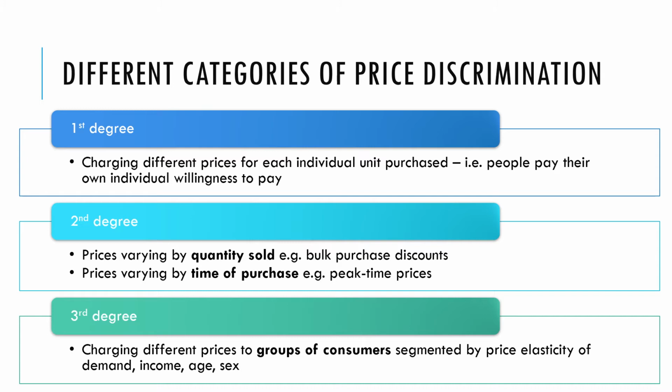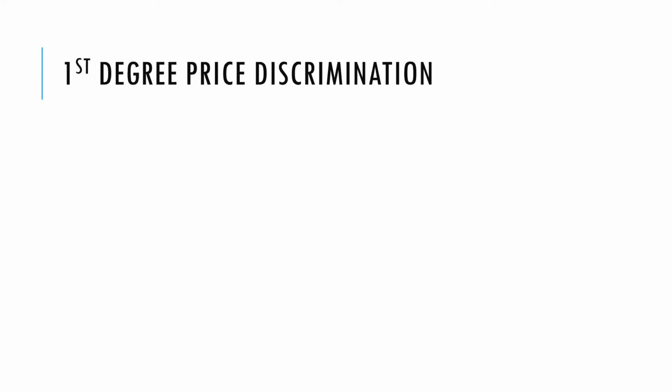So I look at different price elasticity of demand, and this might be due to income, age, sex. So I might notice that younger people are more price sensitive than older people, and as long as I can segment that group in terms of my product or service, and then I charge them different prices, that would be an example of third degree price discrimination. So let's now go through some examples.